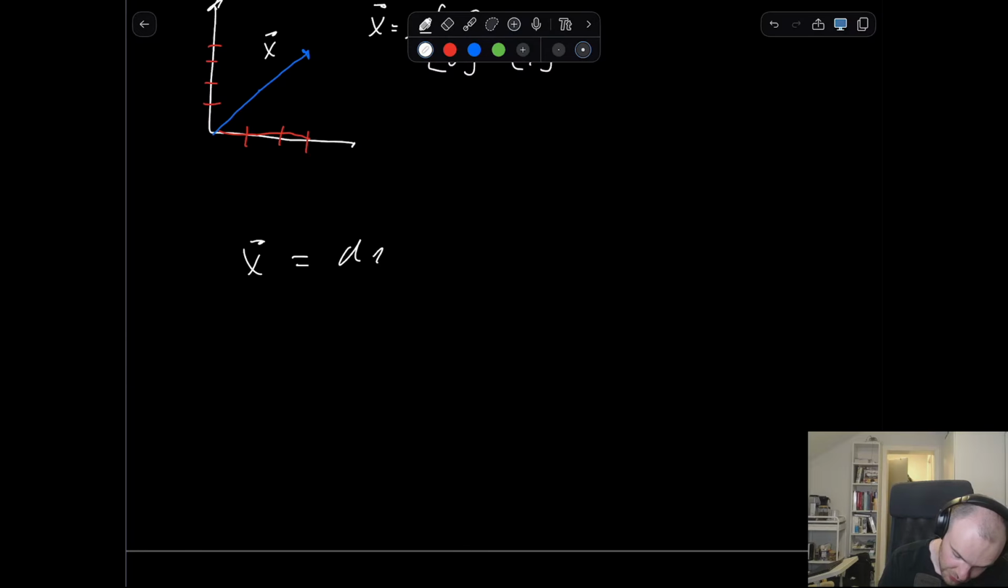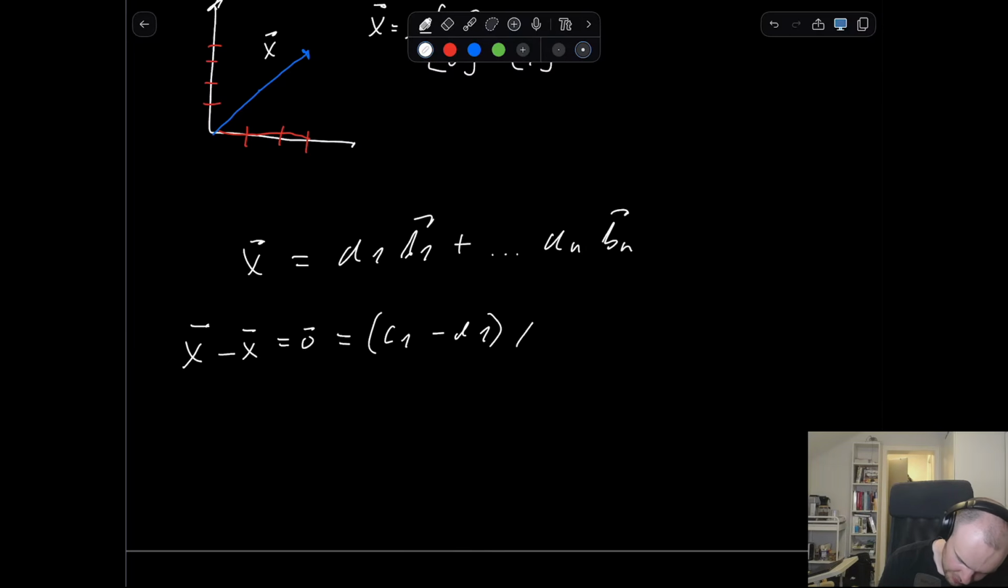Should we just call this d1? But it's still b1 because those are the bases, up to dn and bn. And then x minus x is of course 0. And then you, of course, get c1 minus d1 times b1, plus up to cn minus dn times bn.